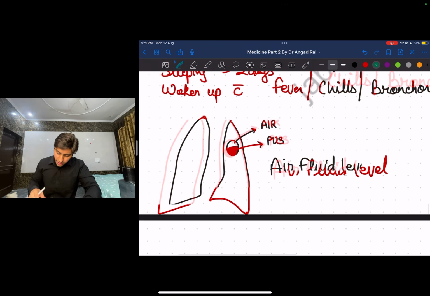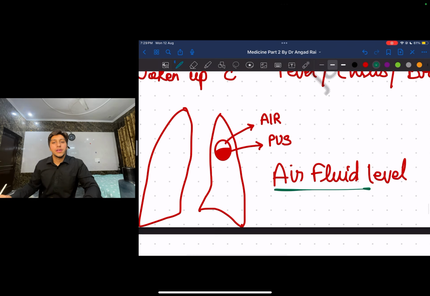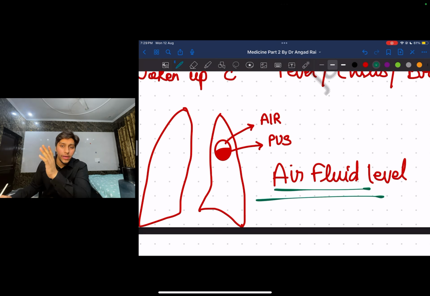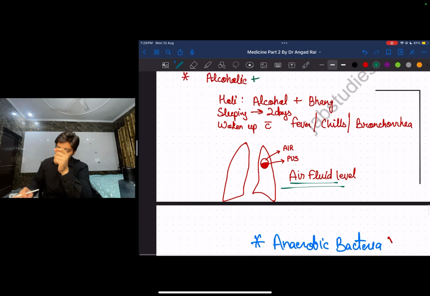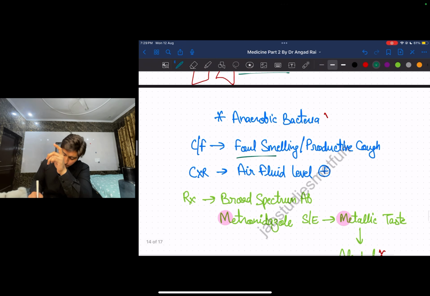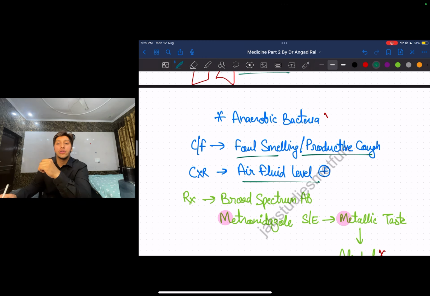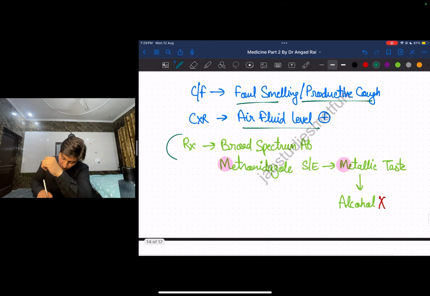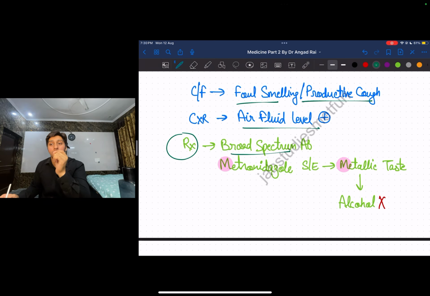You did an X-ray. On X-ray, air fluid level was seen. Guys, air fluid level, whenever you see in the X-ray, this is a suspicion of lung abscess. And lung abscess is mostly caused by an anaerobic organism. Complaints will be of foul smelling, productive cough because there is an infection. Air fluid level also will be present. Treatment is going to be, since it is an anaerobic organism, you are going to give metronidazole.